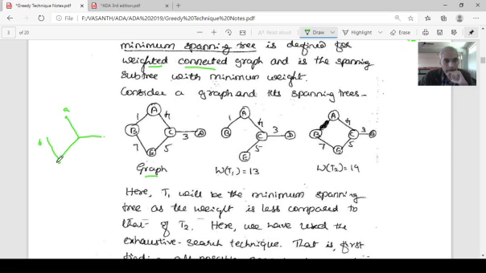Now A, B, C, D, E. So 5 vertices are connected. Now you see, is this a subgraph? Yes. One constraint we have satisfied, it is a subgraph. Is it connected? Yes, it is connected.